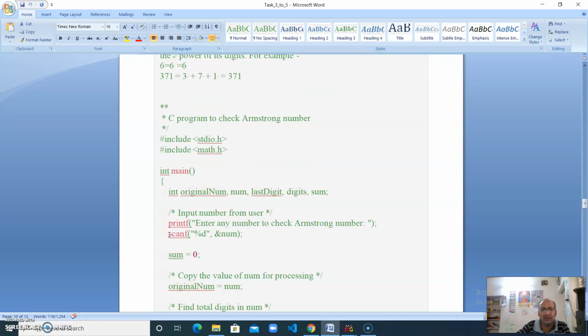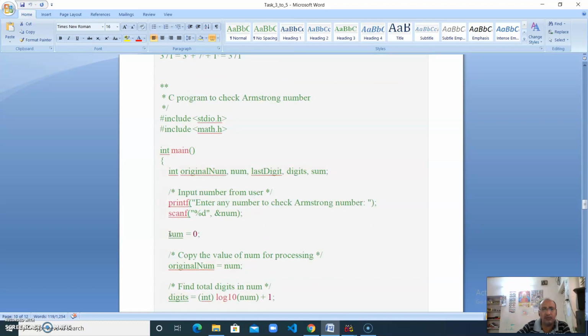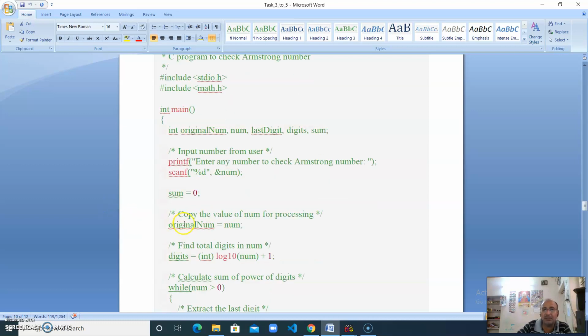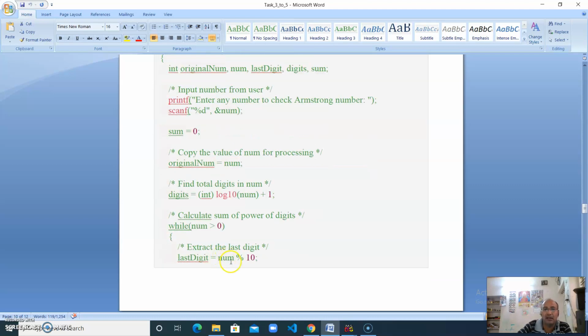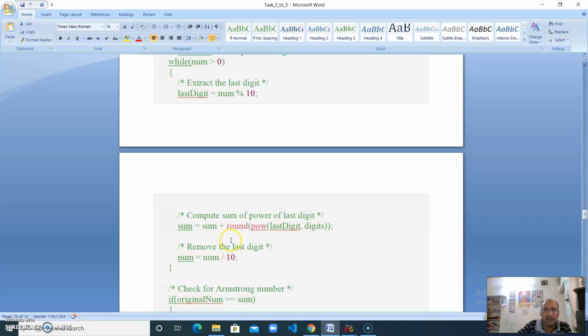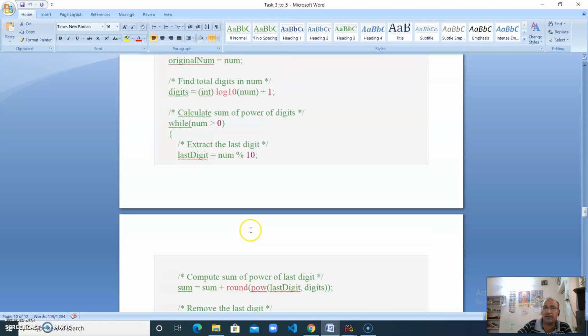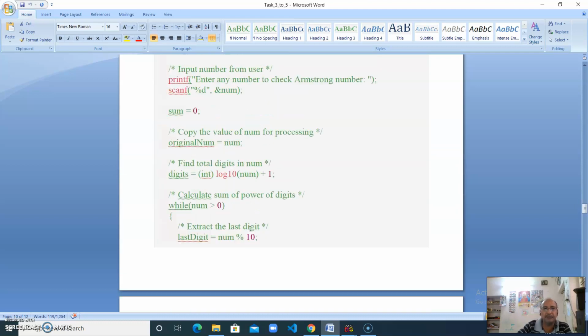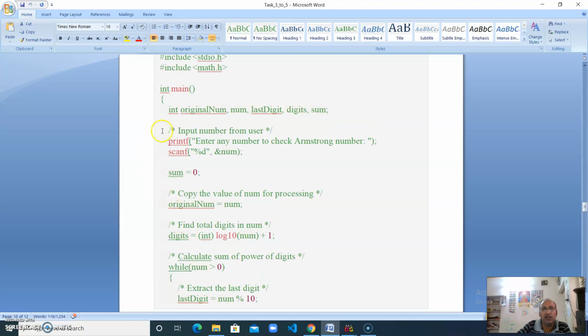Simple program. Here I am also using math.h. Why am I using math.h? Because I am using mathematical functions, that is log10, the round function and the power function. So that is why I am using math.h. Okay. Now the original number, num, last digit.